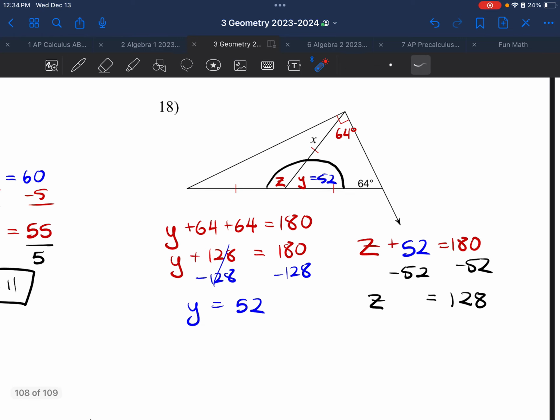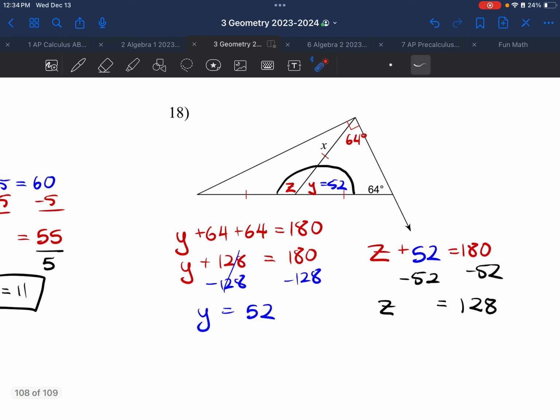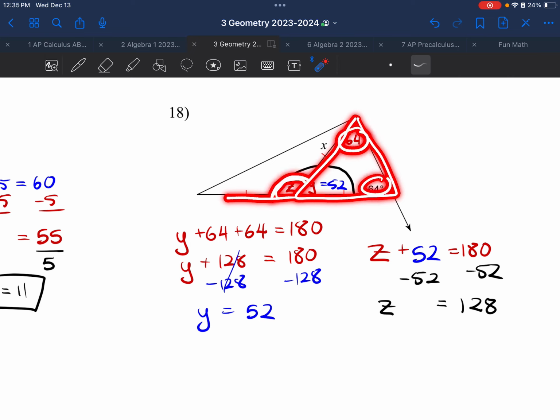From here, you might be wondering, was there a shortcut? And there is indeed a shortcut. If you look at this triangle with the exterior angle, this exterior angle z is the same thing as adding these two interior angles that are opposite of our exterior angle. 64 plus 64 adds up to 128. So there was a shortcut here.